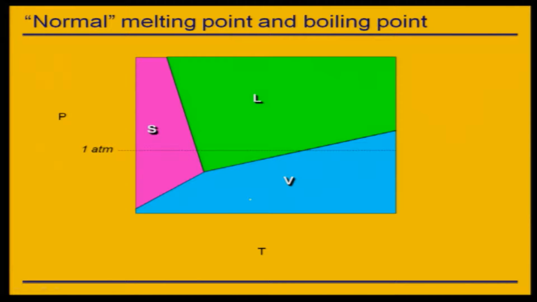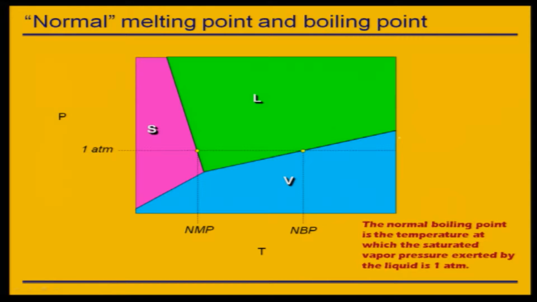This is the line for 1 atmospheric pressure, and this is the normal boiling point because it makes a cross section with the liquid-vapor line. This is the normal melting point because it cross-sections the solid-liquid line. Normal boiling point is the temperature at which the saturated vapor pressure exerted by the liquid is 1 atmospheric pressure. That is why I have drawn a 1 atmospheric pressure horizontal line.